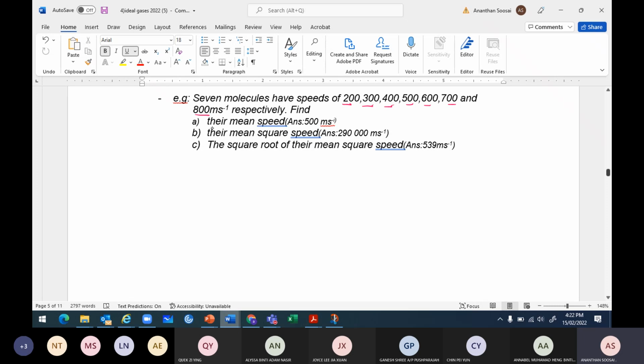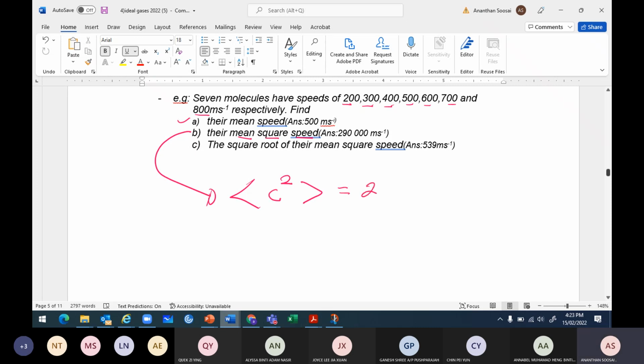The first question: find the mean speed. Mean speed is easy. Just add all of them up and divide by 7, right? So you get 500. Our focus is the second one, mean square speed. So what is mean square speed? Can you find the mean square speed of these 7?